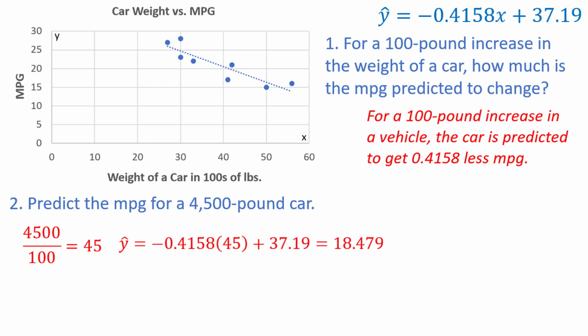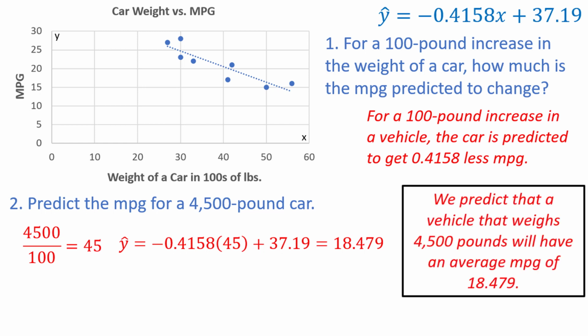y hat equals negative 0.4158 times 45 plus 37.19. If you plug that into your calculator, you should get 18.479. We predict that a vehicle that weighs 4,500 pounds will have an average miles per gallon of 18.479.